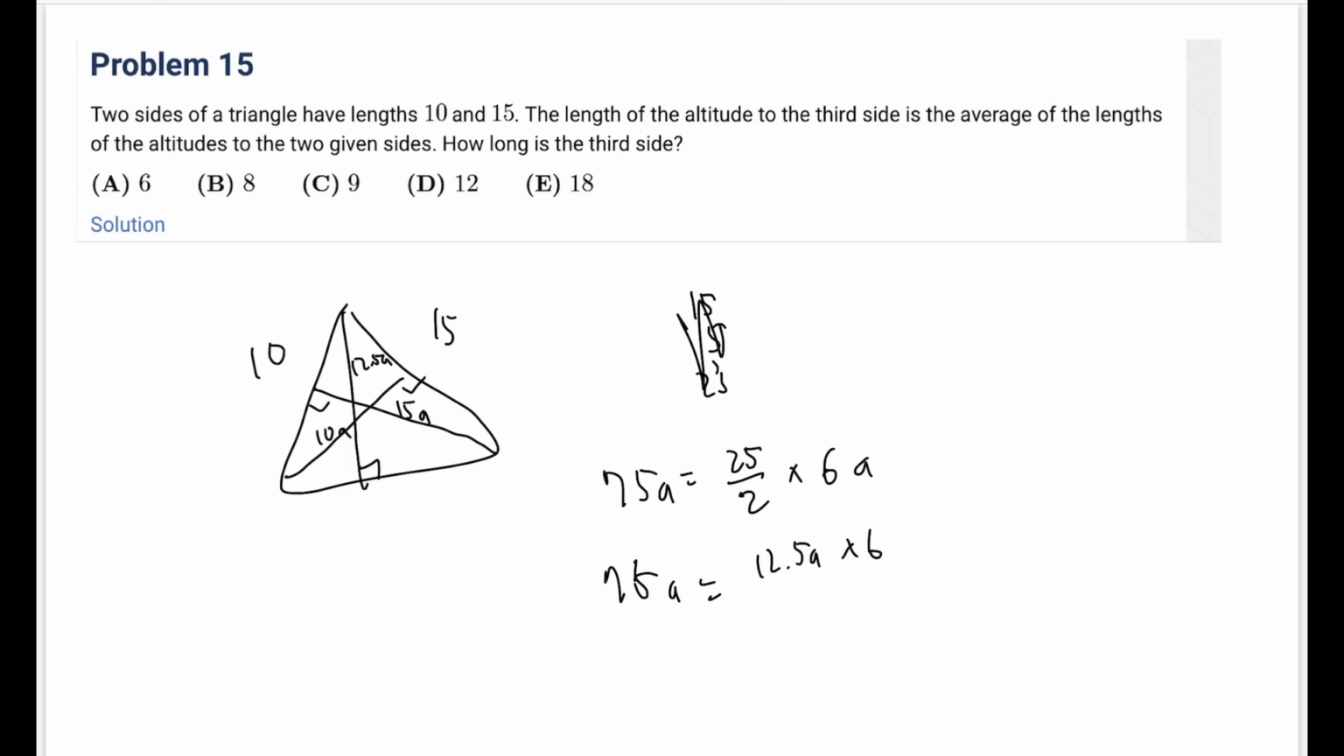And so how long is the third side? This would be half of this area is 6, so it's 12. The answer is D.